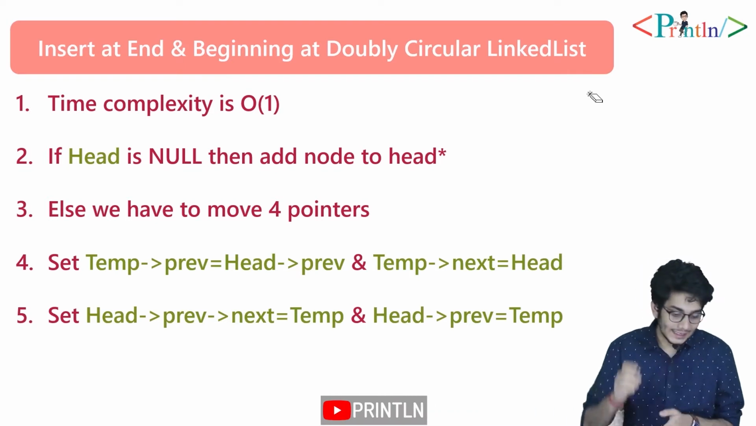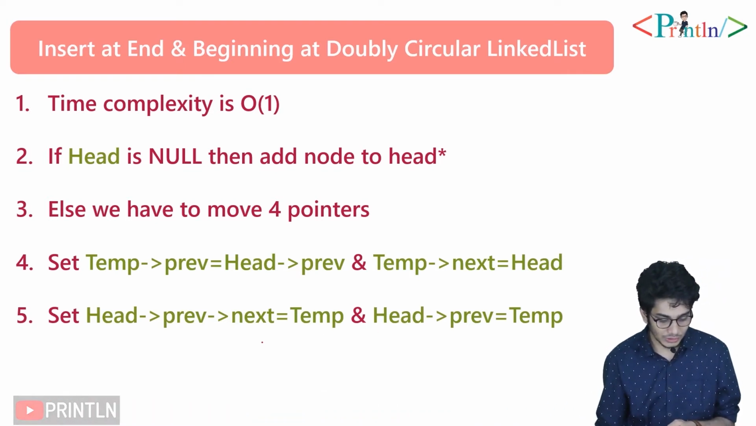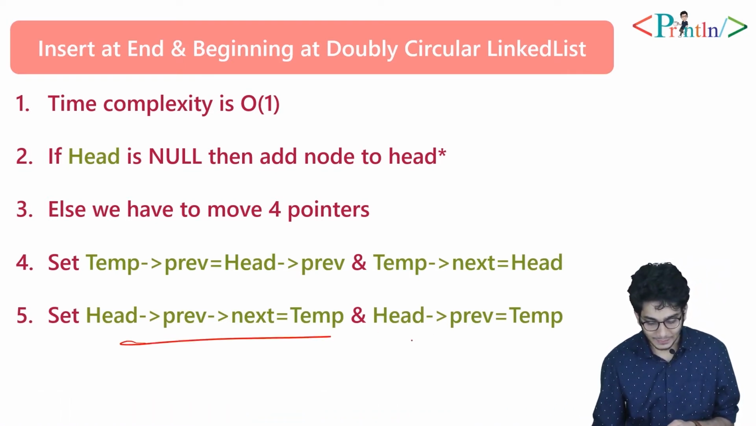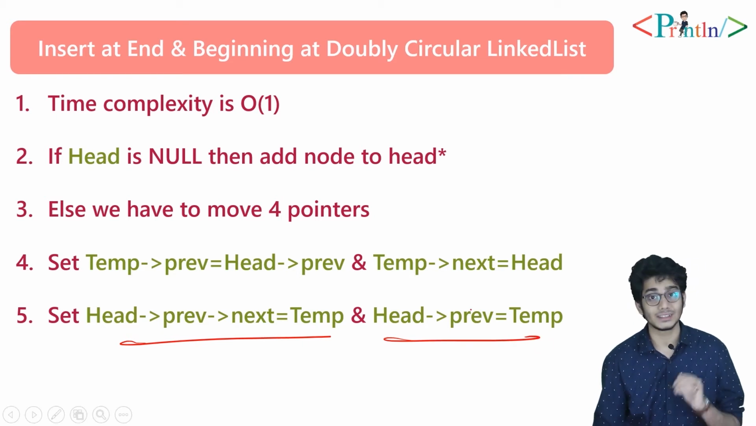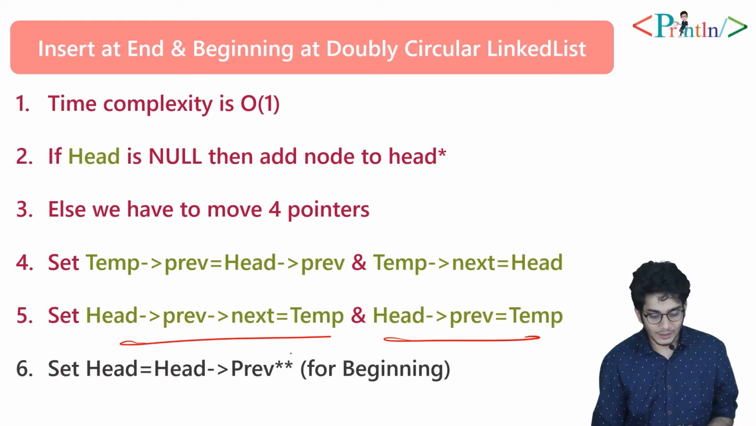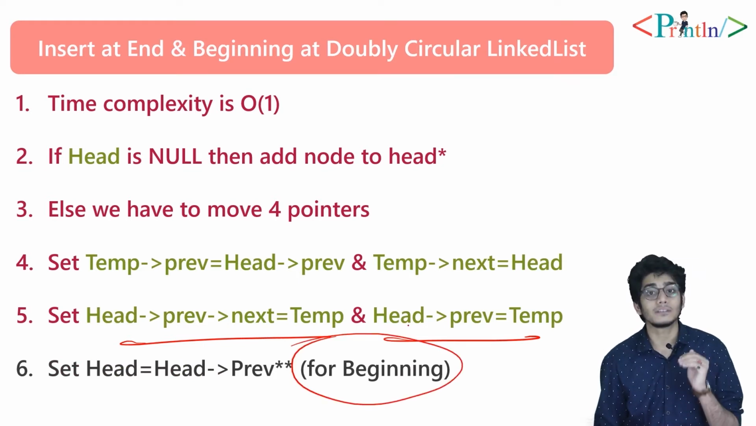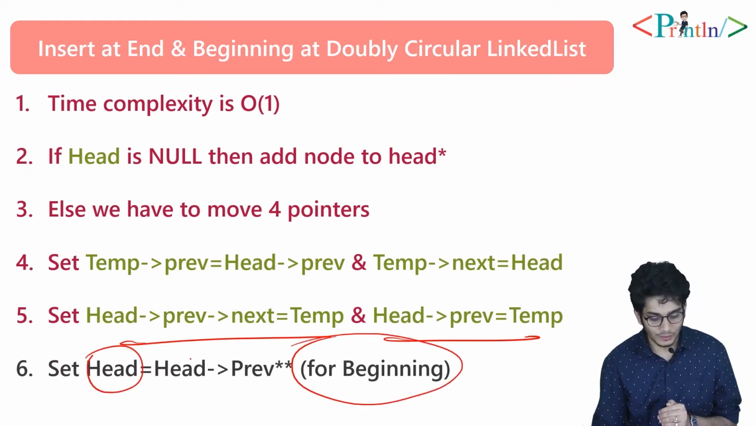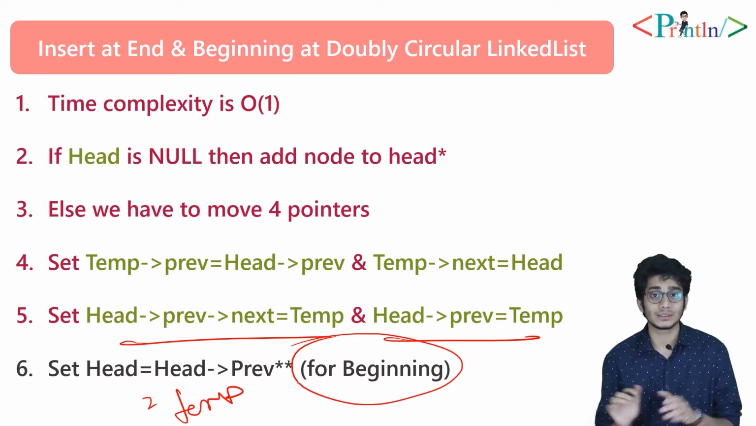Then we'll set head prev next equals to temp and head prev equals to temp. We'll discuss this in very detail in this video. And at last, if we are trying to store anything at the first position, then we have to move our head pointer to head prev, or we can also write head equals to temp as well. We'll discuss this in this video.